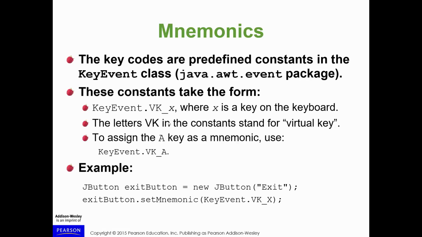So these are predefined as mentioned in the java.awt.event package, and they look pretty ugly. So for instance, if I wanted to assign Alt-A, I do a KeyEvent.VK, which stands for virtual key A. So here's setting exit, very similar to what I just mentioned to you previously.